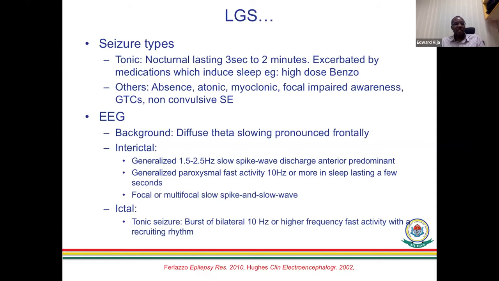The ictal discharges: the classic seizure type which occurs in LGS, tonic seizures, usually presents with bursts of bilateral 10 hertz or higher frequency fast activity with a recruiting rhythm.